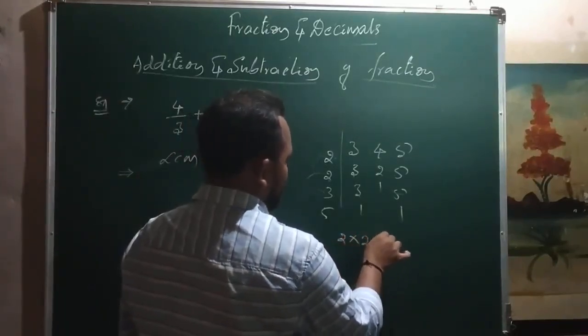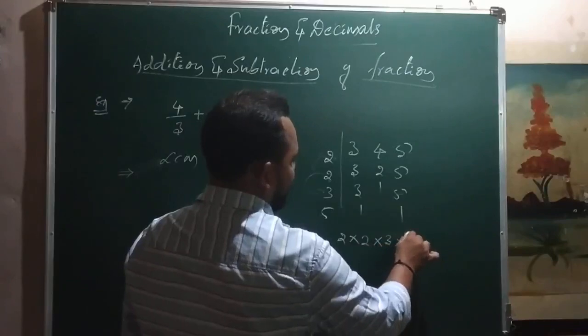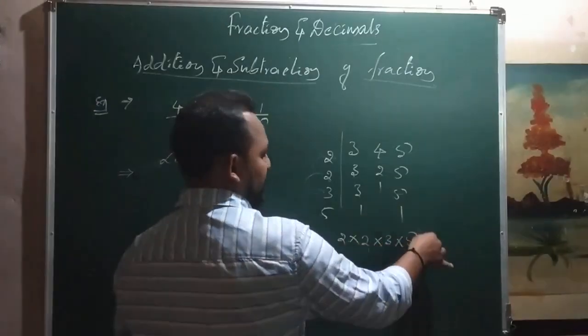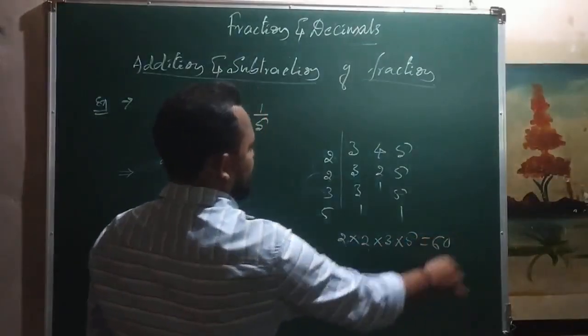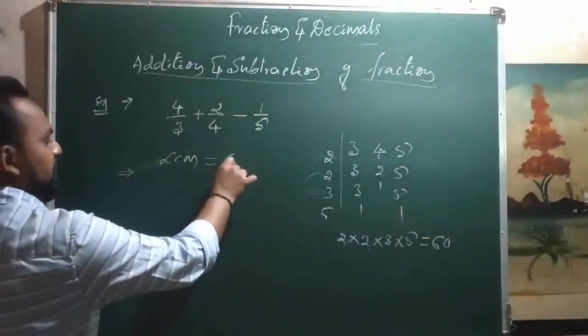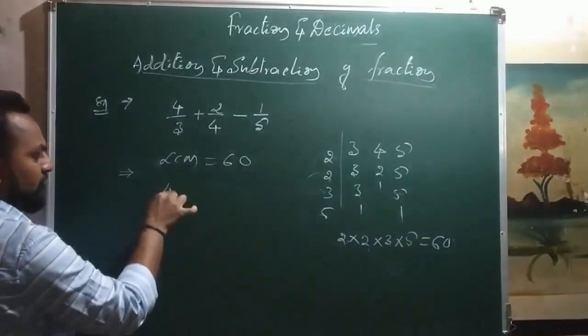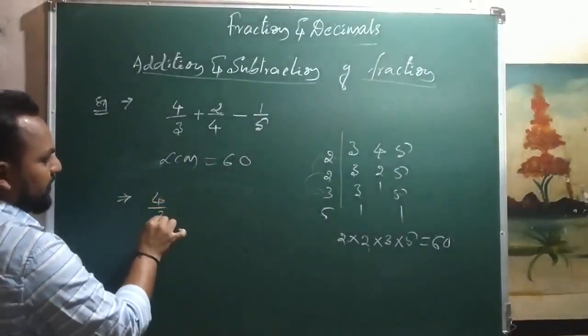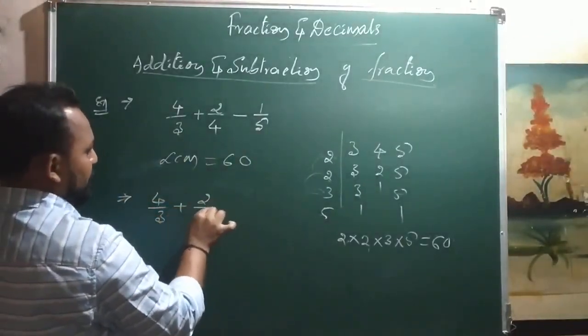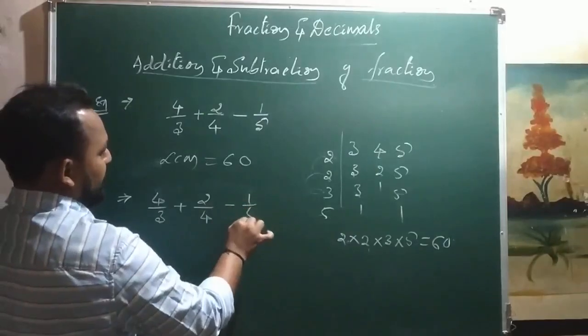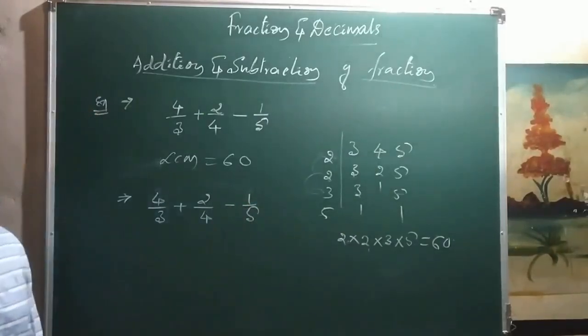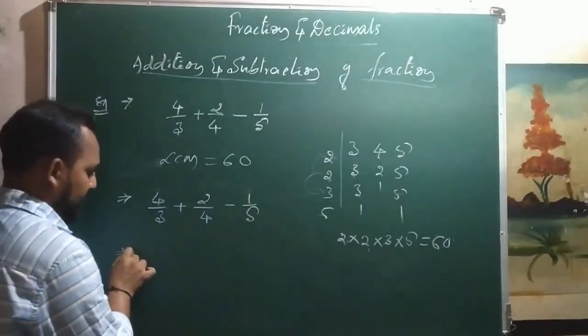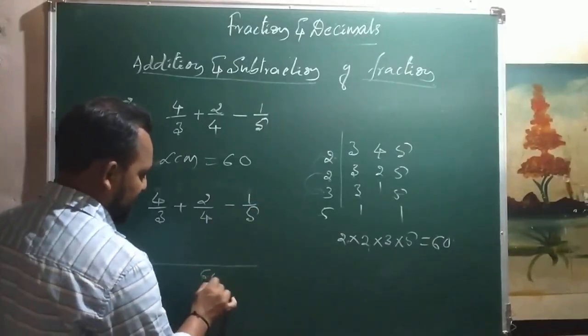The LCM of these three denominators is 2 into 2 into 3 into 5. 2 2s are 4. 4 3s are 12. 12 5s are 60. The LCM is 60. Okay, here 4 by 3 plus 2 by 4 minus 1 by 5. Here the LCM is 60.